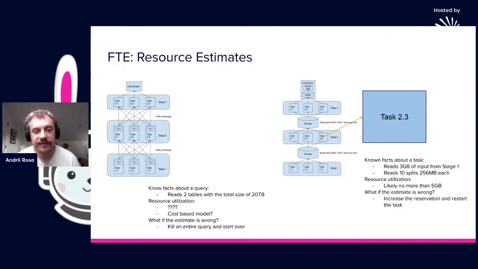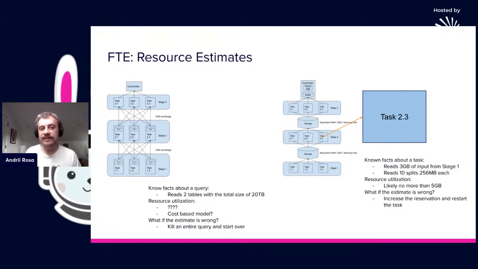Because as you can see, let's say you have a query and you're trying to predict how many resources it will use, there is not a lot of information that you have. Basically the only information you have is how big the data set is that this query is going to process. But it is very hard to judge all the intermediate stages, like how big a join is going to be, how long the aggregation is going to take, or how much memory the aggregation needs. There are certain techniques that you can use, like maybe a cost-based model or some other techniques, but they are all very unreliable. And the cost of a mistake is actually very high.